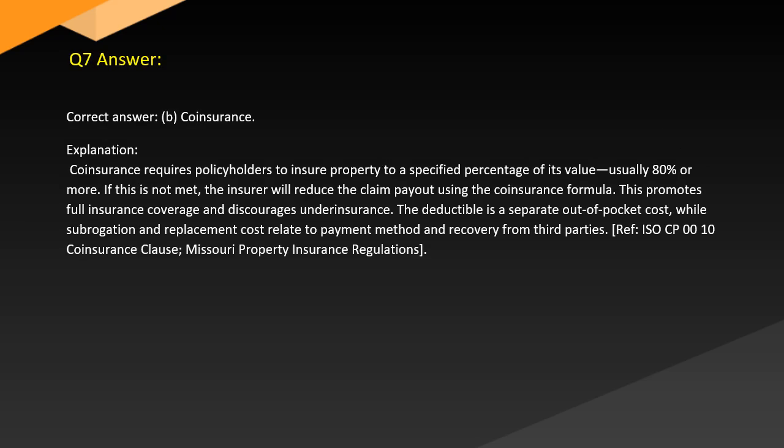Answer. Correct answer: B. Coinsurance. Explanation. Coinsurance requires policyholders to insure property to a specified percentage of its value, usually 80% or more. If this is not met, the insurer will reduce the claim payout using the coinsurance formula. This promotes full insurance coverage and discourages underinsurance. The deductible is a separate out-of-pocket cost, while subrogation and replacement cost relate to payment method. Recovery from third parties. Ref: Coinsurance Clause in Missouri Property Insurance Regulations.